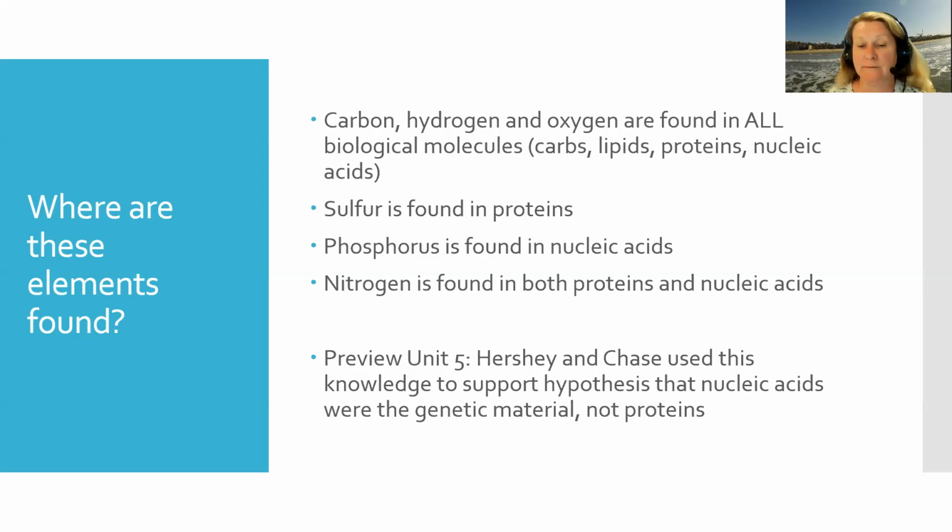Just a little preview of Unit 5: Hershey and Chase, back in the early 20th century, when we were trying to figure out what kind of biological molecule carried genetic information. There was a big debate as to whether it was proteins or nucleic acids. Hershey and Chase did a classic experiment where they used radioactive sulfur to tag proteins and radioactive phosphorus to tag nucleic acids, and it supported the hypothesis that nucleic acids were the genetic material, not proteins.